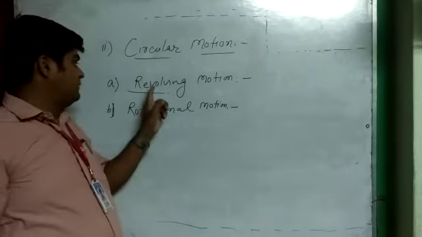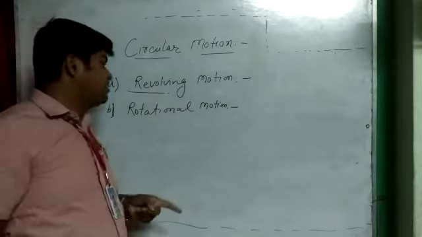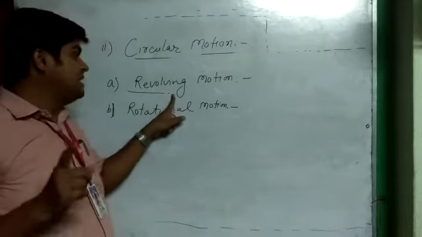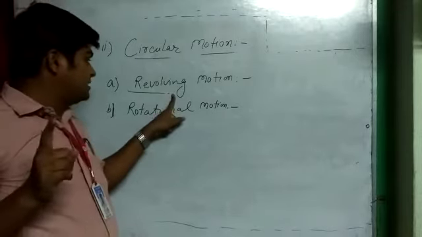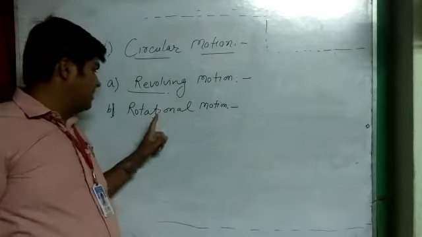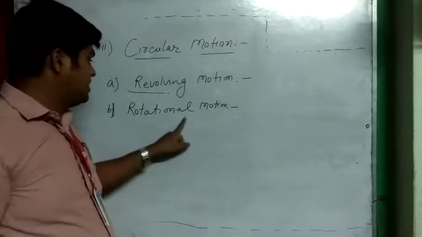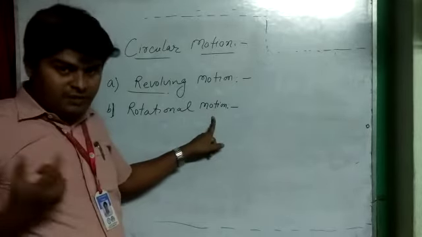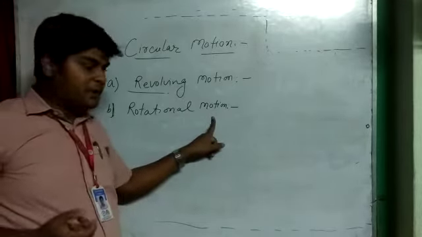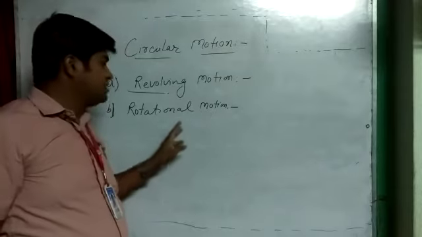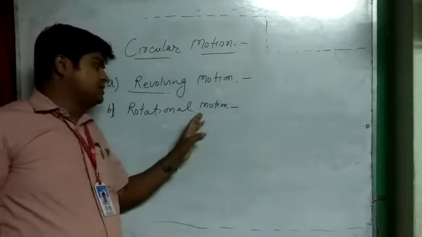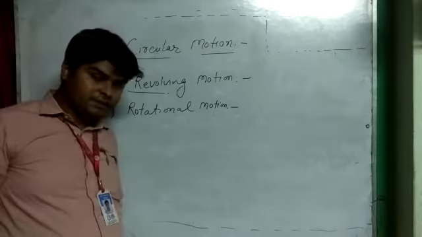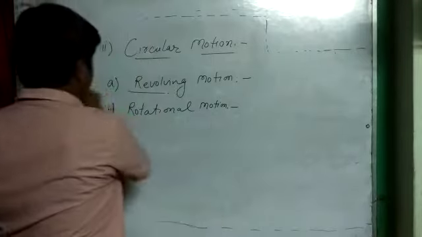Clear? In revolving motion, the object moves in a circular path and changes its position continuously. But in rotational motion, the object moves in a circular path and does not change its position, it is fixed at a point. This is called rotational motion. Clear? Okay, very good.